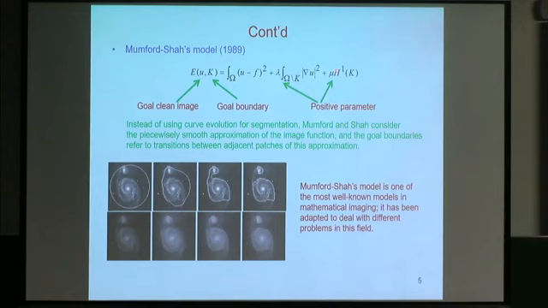By minimizing this, we hope the clean image is very close to the given f, and also that the length is not too large, so we don't allow too much boundary that cuts the image domain into lots of small pieces.